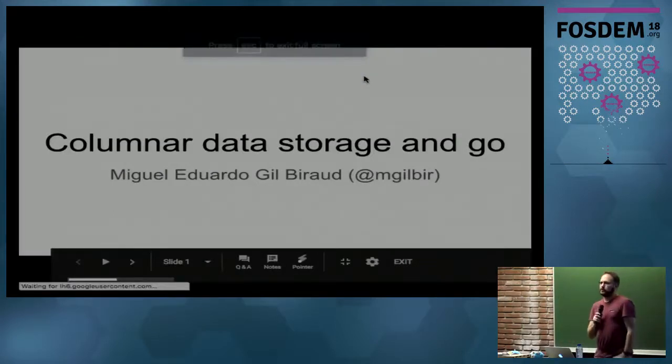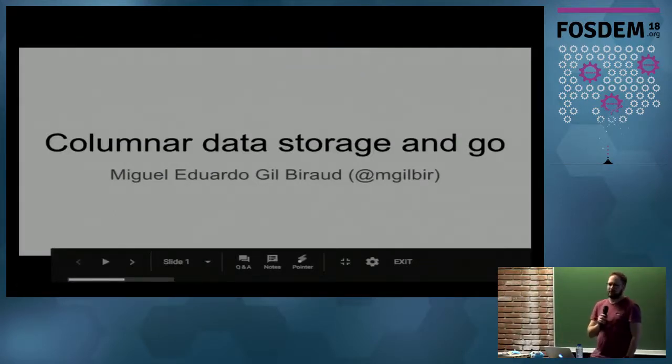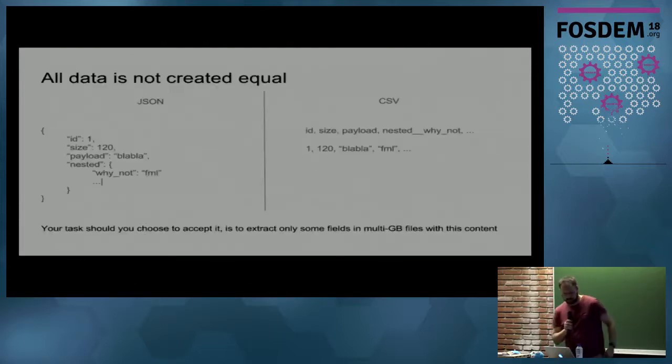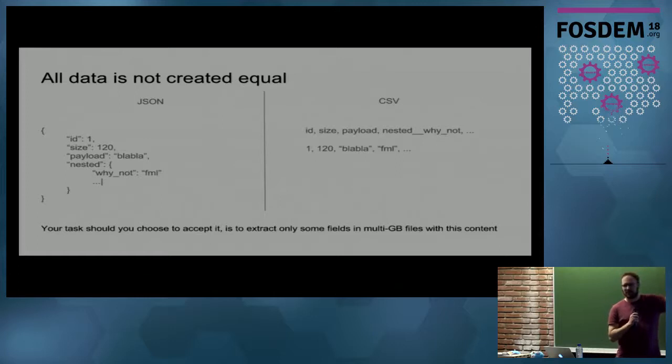So I'm going to tell you a story about a project we had to do at work, and it's about columnar data storage in Go. Let's start by saying that all data is not created equal. You may have a bunch of JSON data, you might have CSV data, and all this is pretty nice until you end up having terabytes of that. And when you have terabytes of that, your task, should you choose to accept it, is to extract only some fields in multi-gigabyte files like this. So say you only want size and payload, and you don't really care about all the rest.